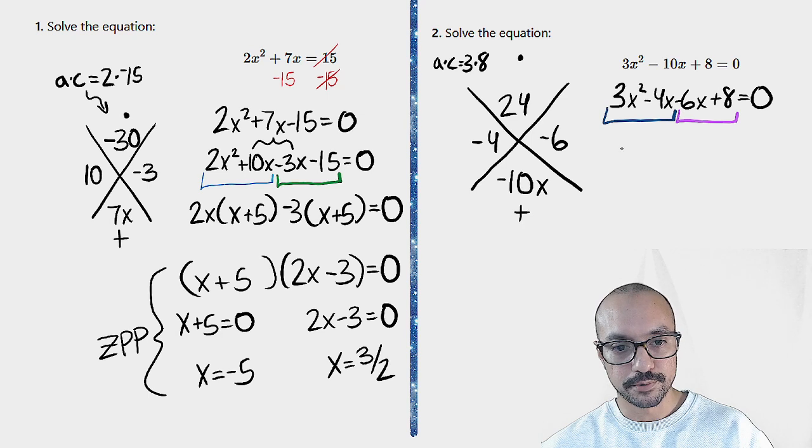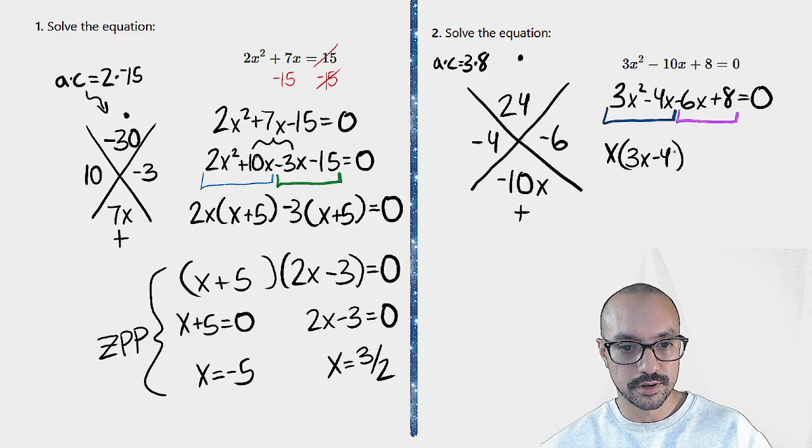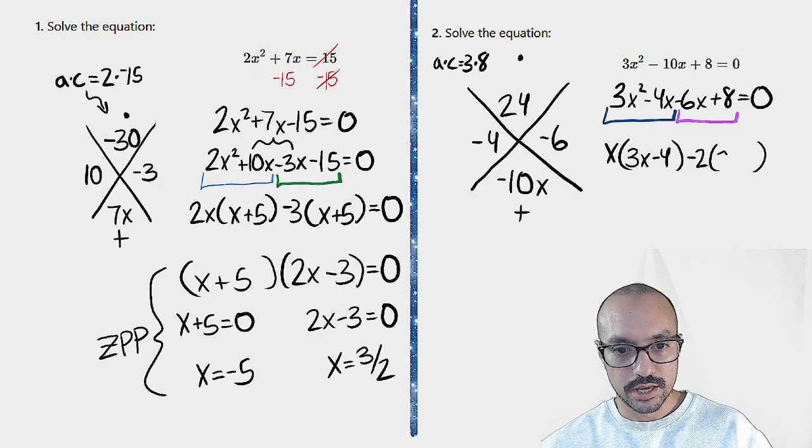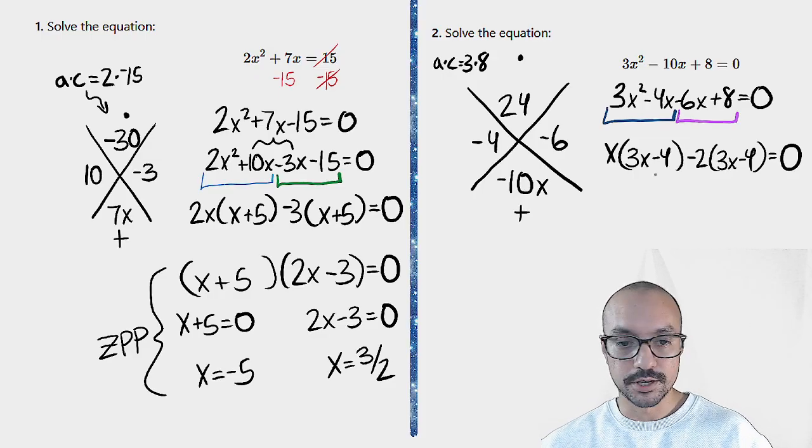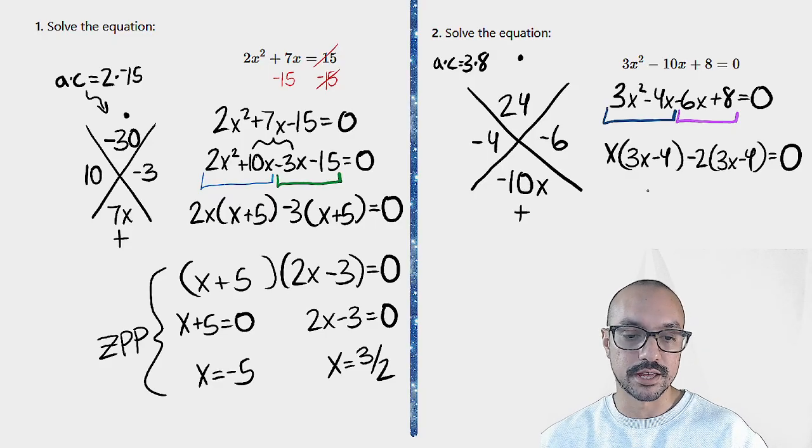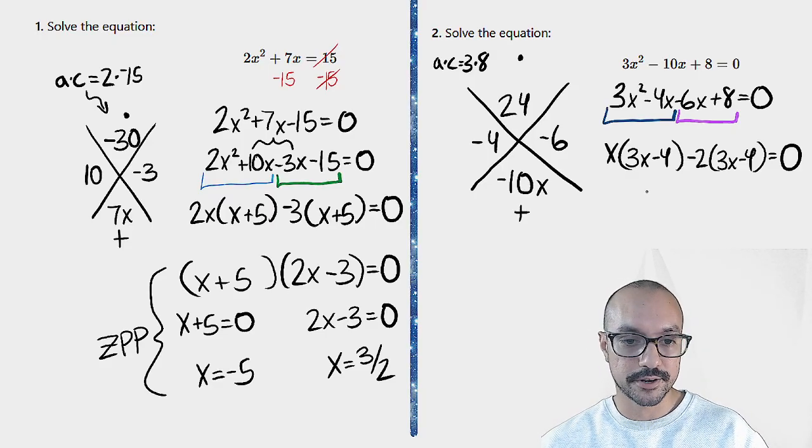From my first group, I can see that they have an x in common. When I factor out that x, that leaves me with a 3x minus 4. And from my second group, I can see that they have a negative 2 in common. And that leaves me with a 3x minus 4. Again, very important that your parentheses match up. If they do, that is a sign that you're on the right track.